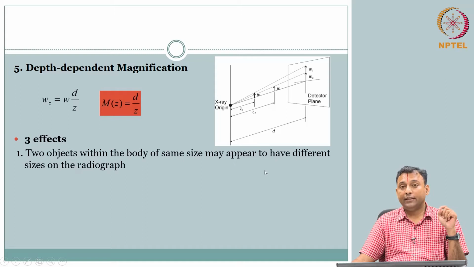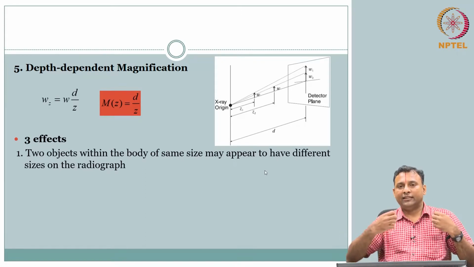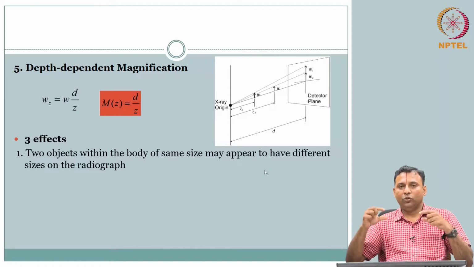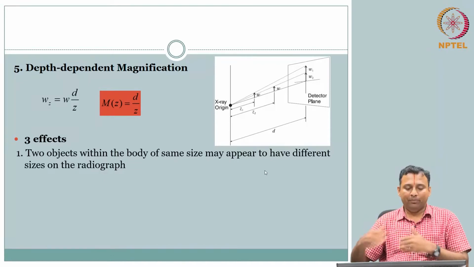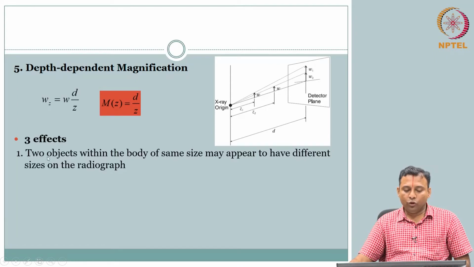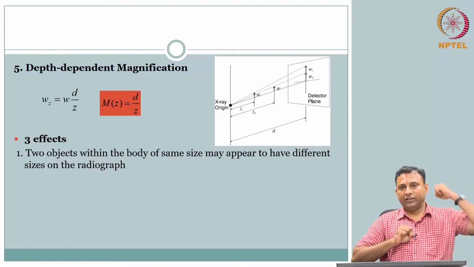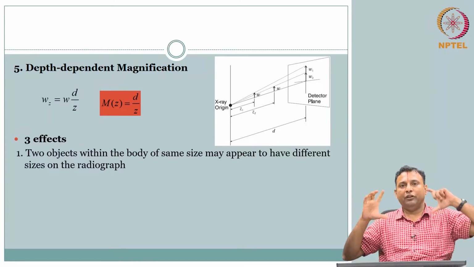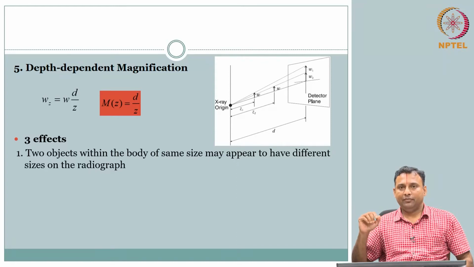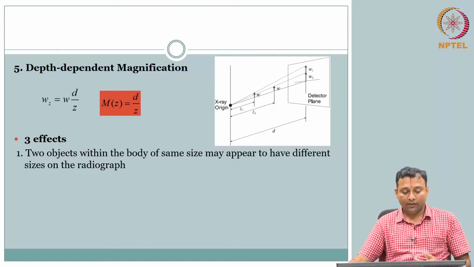If you recall our introduction slides in image quality, we had a circle transformed to an ellipse, or two ellipses showing one as a circle, the other not. Remember we talked about two effects depending on where they are, front of the body or back of the body, right, depth. So with depth dependent magnification, two objects within the body of the same size may appear different on the radiograph. One I have in the front of my chest, the other at the back of my chest. They both will appear of different size because of this effect. That is one effect.